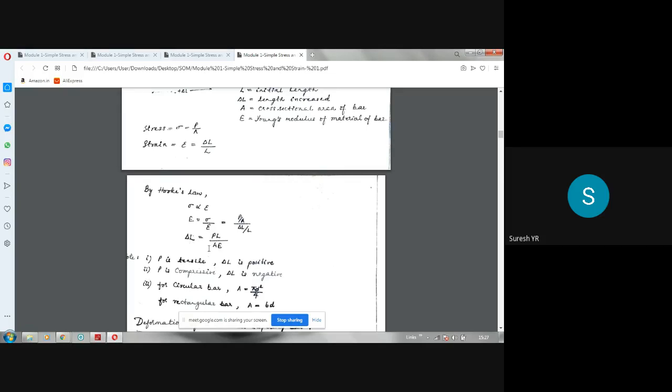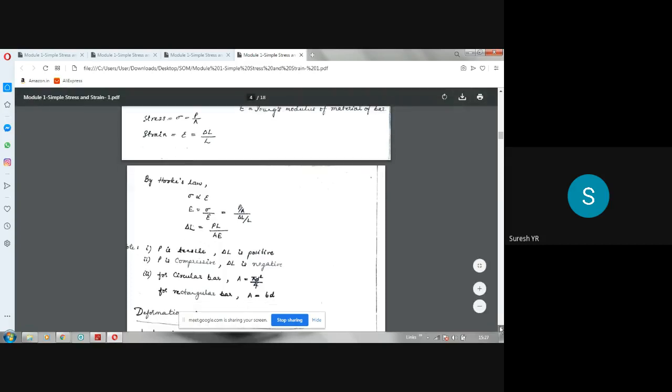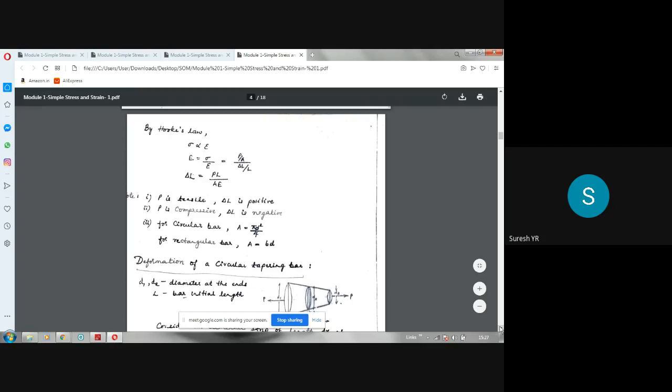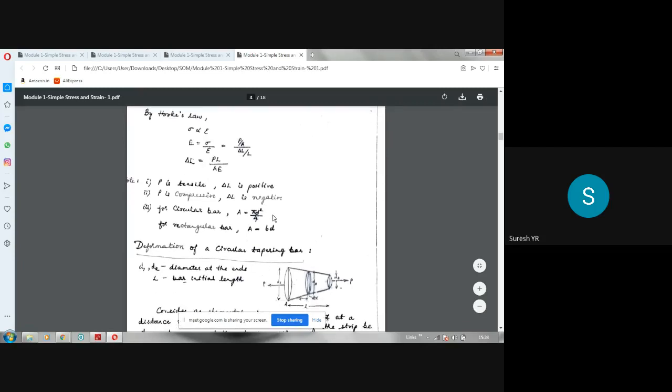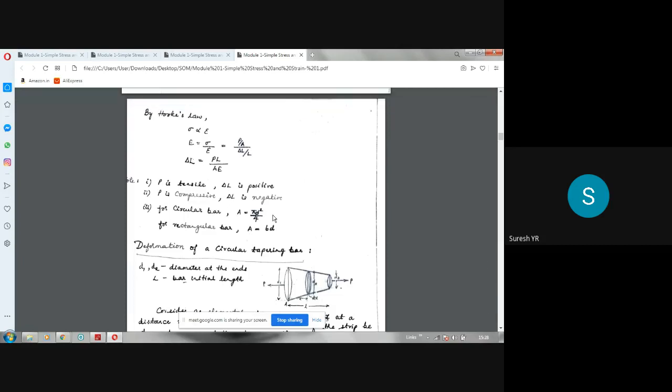Okay. So when the force P is tensile, delta L is elongation. When the force P is compressive, it is contraction. So depending on the shape of the cross section, we have to use the respective formula to find the area. For circular bars, A is equal to pi d square by 4. For rectangular bars, A is equal to B into D, that is width into depth. So this is for uniform bar.